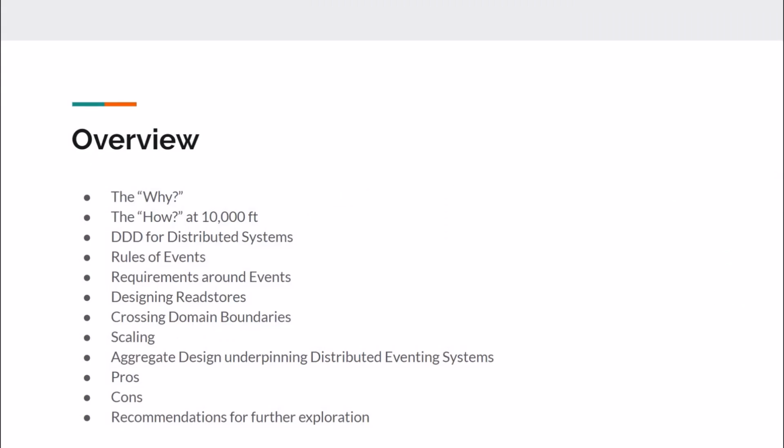In this video, I'll cover some of the benefits of using event sourcing, how you can do it, how domain-driven design helps distributed system design, the principles events have, and the requirements they make of a supporting system. I'll talk through how to design commands, Readstores, and how to project across aggregate boundaries. We'll cover scaling, sharding, and replay. I'll give you some of the principles of aggregate design. And lastly, we'll wrap up with the pros and cons of event sourcing and recommendations for further exploration.